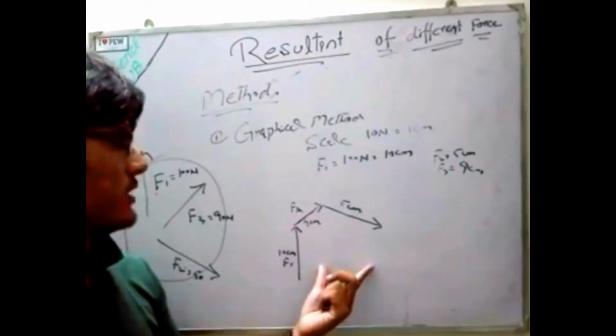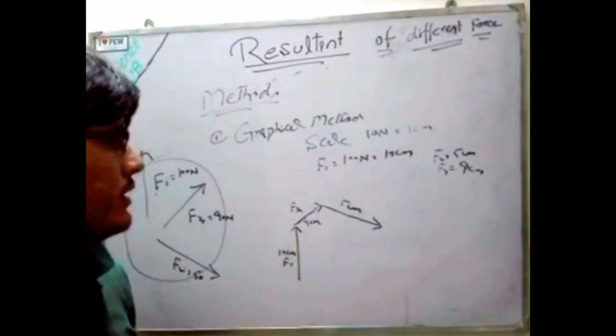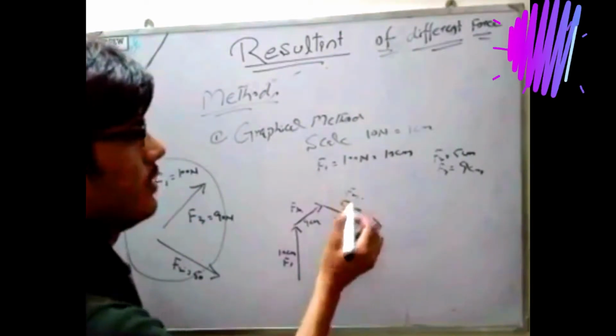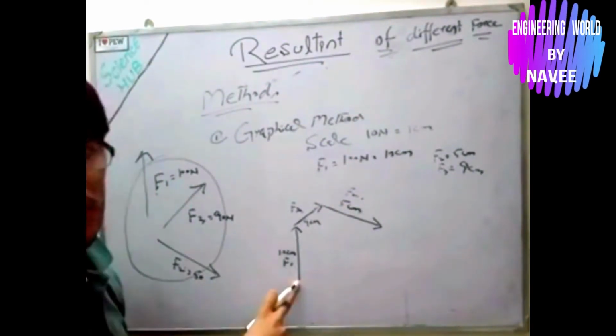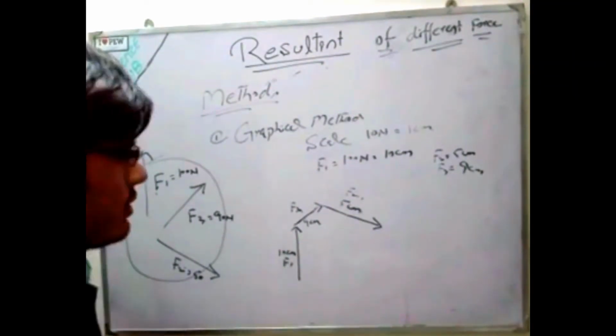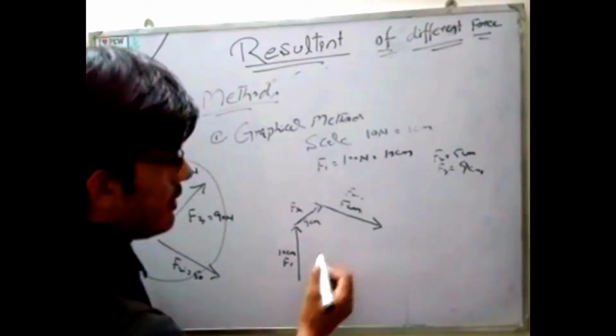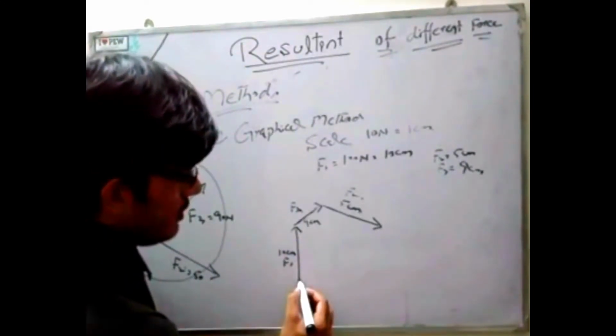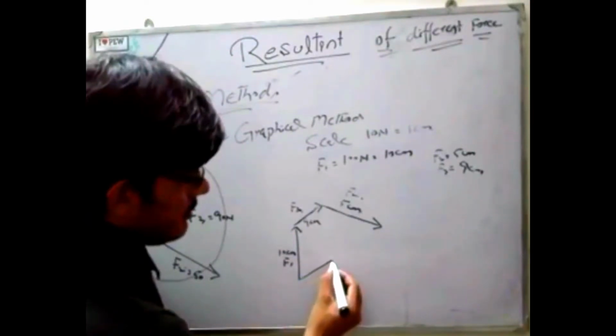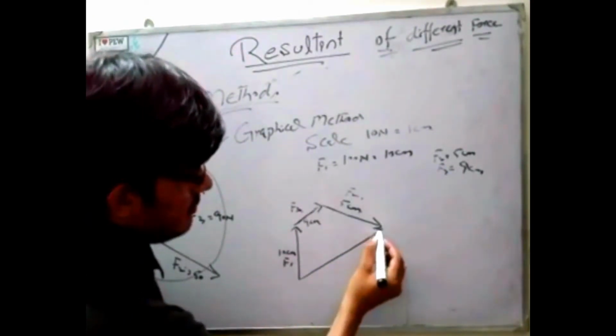Now in order to find the resultant of all these three forces, F1, F2 and F3, we join the tail of the first vector with the head of the last vector. Here the first vector is F1 and the last vector is F2. So we draw the resultant in this direction.